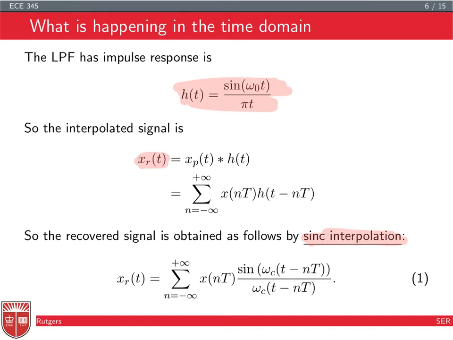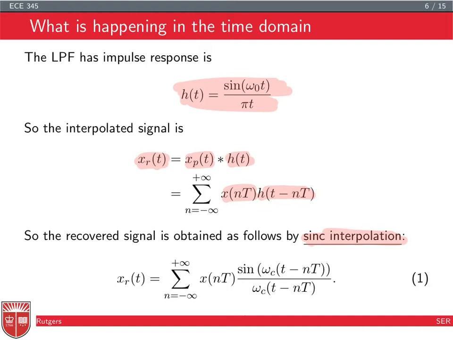So this is why the recovered signal is going to be the sampled signal xp convolved with h of t, right? Which means that xp of t is an impulse train, so you're going to get that the recovered signal, meaning the output of the low-pass filter, is going to be the sum over n of x(nT) h(t minus nT).